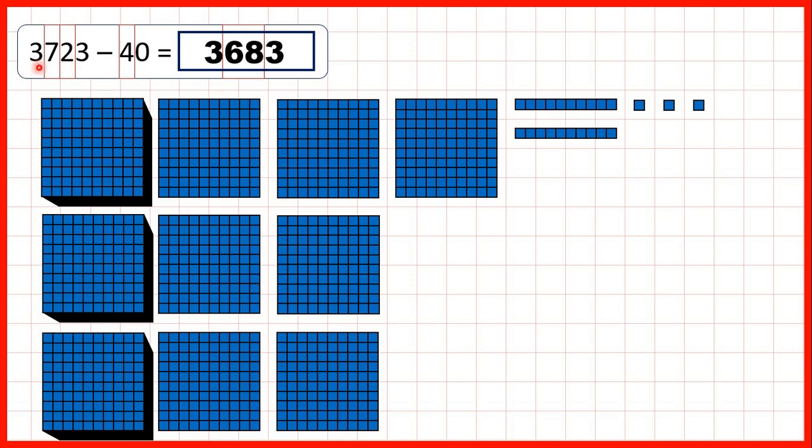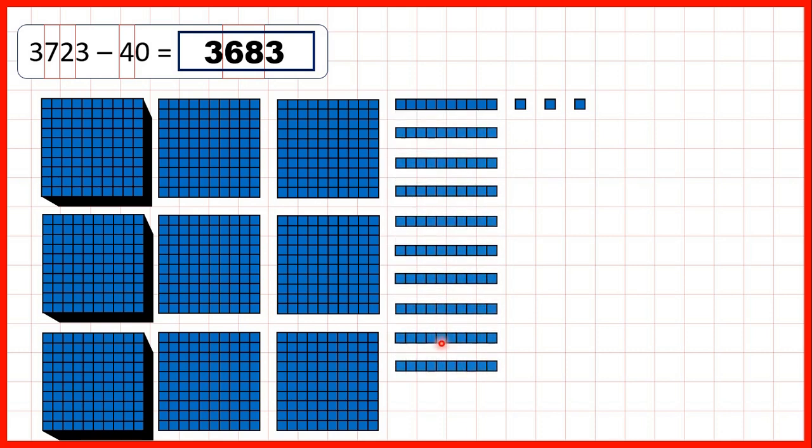Then we had 3,723 and needed to subtract 40. So we needed to subtract 4 tens. Now we can subtract 2 tens, but then what we need to do is exchange one of our hundreds for 10 more tens. So remember, we've already subtracted 2 tens, so to subtract 4, we need to take 2 more away. And that leaves us with 6 hundreds because we needed to exchange one of them, and we now have 8 tens. And of course, our thousands and ones digits have stayed the same.